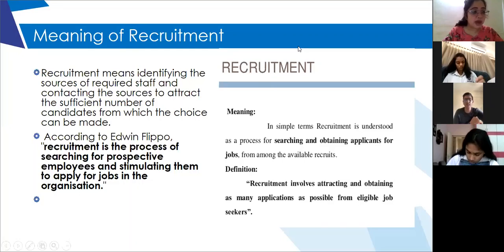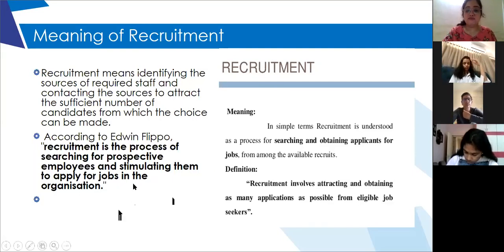The first para, recruitment means identifying sources of staff and contacting the people to attract the number of candidates. Not that. Come to Edwin Flippo, that definition. If you see, I put it in bold on my screen. Recruitment is the process of searching for prospective employees and stimulating them to apply for jobs in the organization.